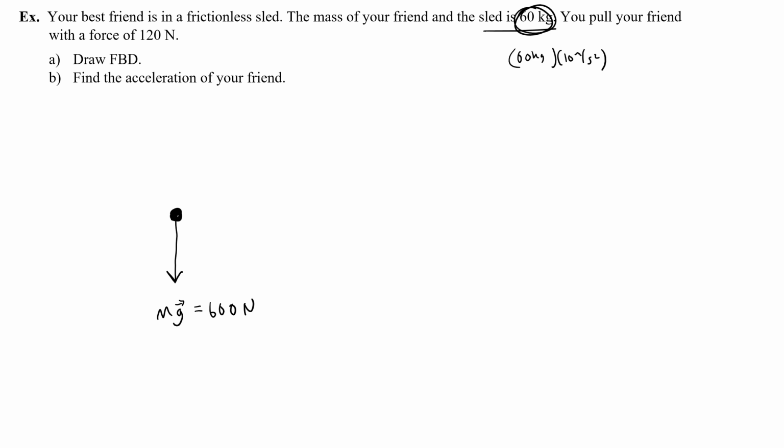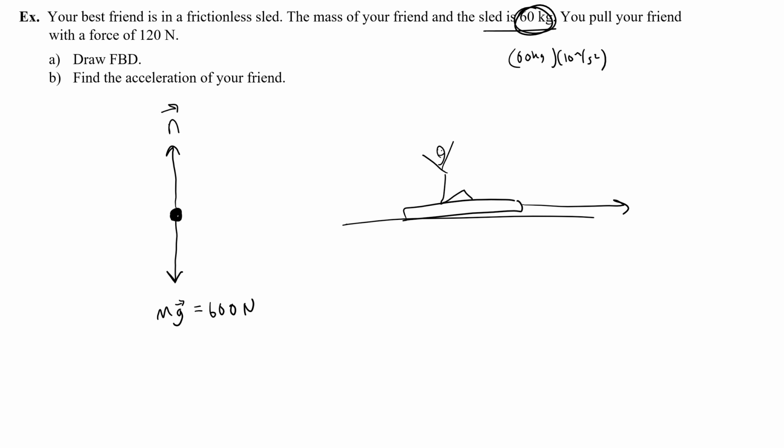Okay, if they're on the ground, then that means there is a normal force. Maybe I should draw a little picture. Here's the sled. Here's your friend. Yay! And you are pulling them. Okay, so there's a normal force from the ground supporting your friend, holding them up. And because your friend isn't accelerating up or down, the normal force and the weight balance each other, they cancel out, they're equal.